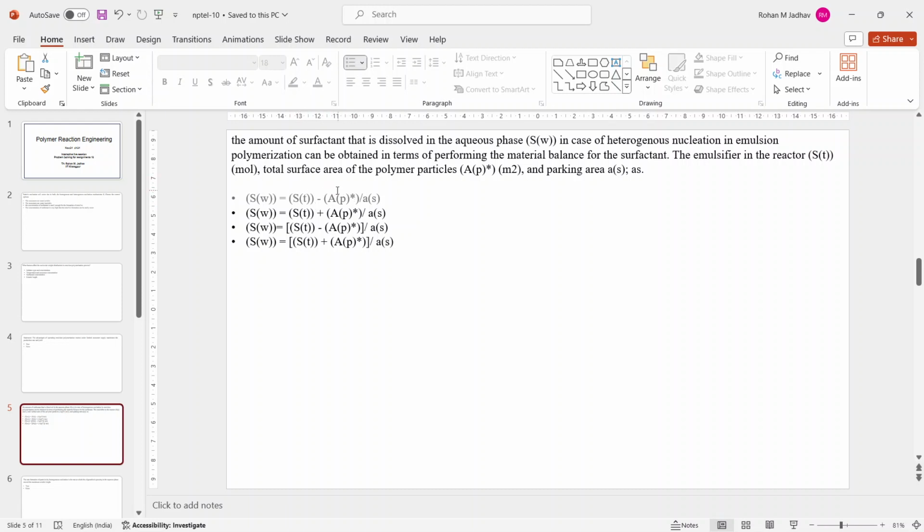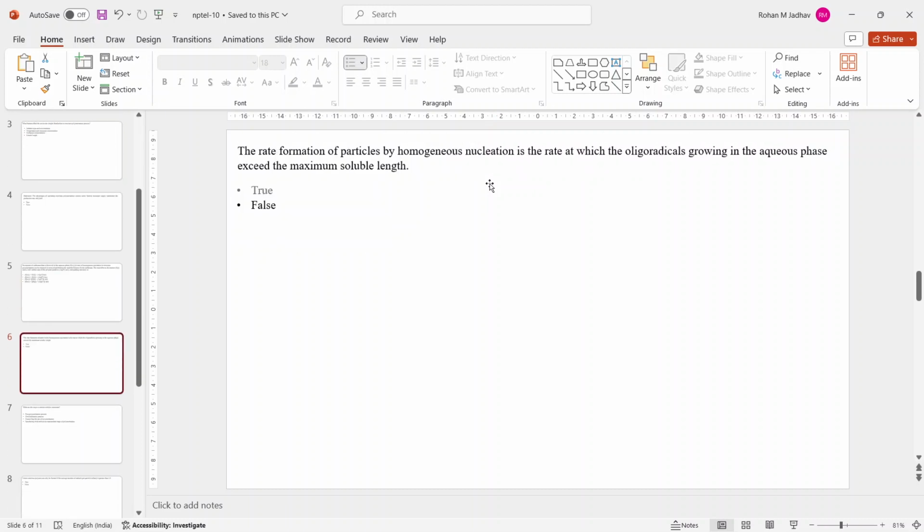AP star is the total surface area of polymer particles, how much is available. So with respect to that, we are calculating it. You'll have to just know the first formula itself. The definition of the individual parameters is given right here, AP and AS, you can see that. So the first one is the correct answer for this question.